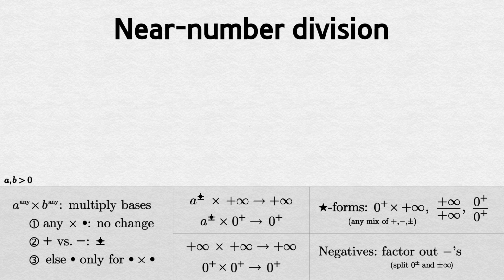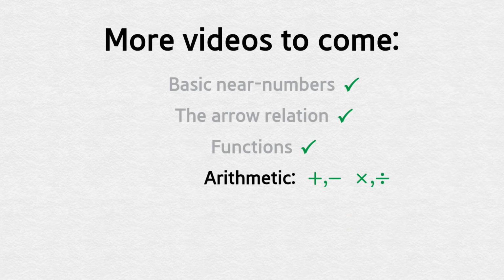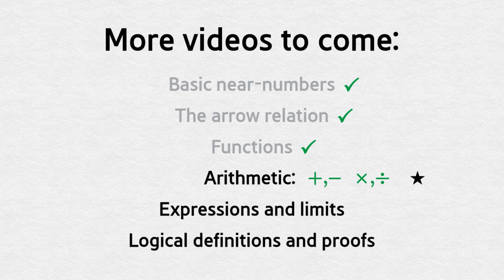Exactly the same thing happens for our other star quotient, 0 plus divided by 0 plus. The signs in these forms could be any of plus, minus, and or plus minus, just as with multiplication. With that, we close our introduction to multiplication and division of near numbers. Our next video will briefly review and connect all of our star forms. We'll finish this video series by discussing expressions and limits, then formal proofs.